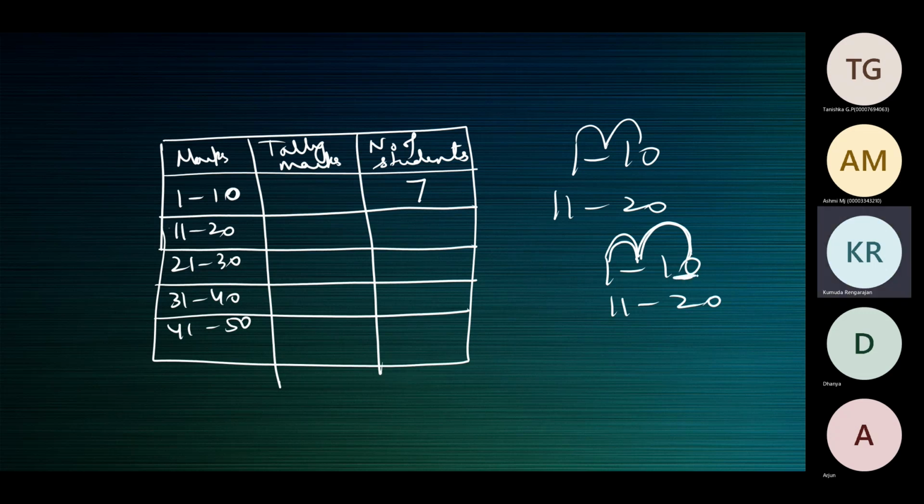If you don't put 10 here, then where will you take it? This is 11 to 20. So in 11 to 20, you can include 11, 12, 13, 14, 15, 16, 17, 18, 19, and 20. That's why it is inclusive. The upper limit is also included in the same class interval.